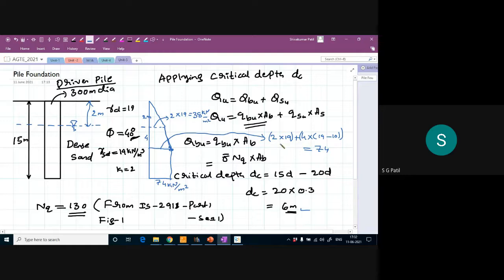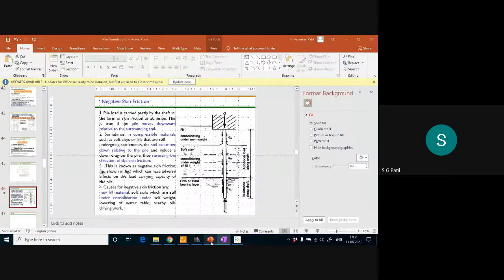Understood? Below this it is dense sand, so it remains the same, sir. Yes, because up to the critical depth I told, the variation will increase linearly. Once you reach that critical depth, whatever the stress is here will remain the same. So that is called the critical depth concept. If you remember, I have put one in my PPT.